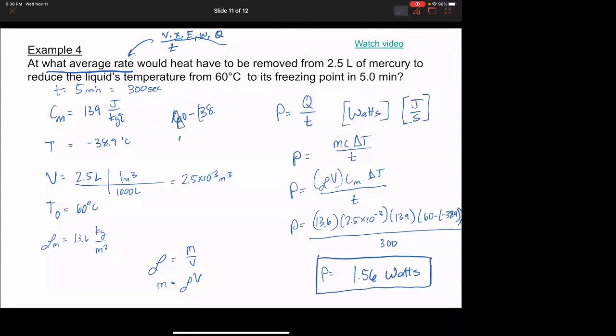So delta T equals 60 minus negative 38.9. So then you would take that and multiply it down there at the bottom. 1.56 watts or joules per second. Anybody have any questions on that?